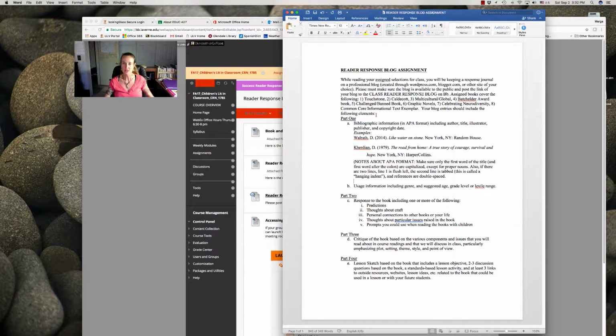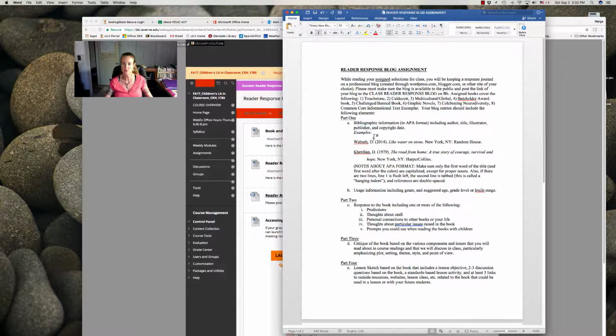So you can start by stating Touchstone book, then Part 1, the bibliographic information in APA format, which includes the author's last name, author's initial, the year of publication, the title of the book in italics, the city it was published, and then the publisher. So remember, with APA format, we only capitalize the beginning word or the beginning word after a colon or any proper nouns. Other than that, the rest of the words are small.